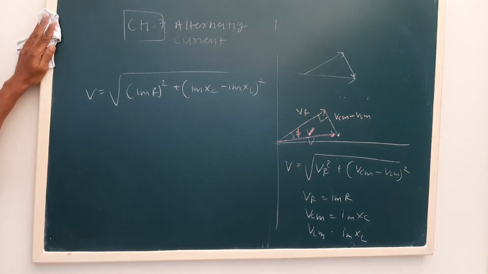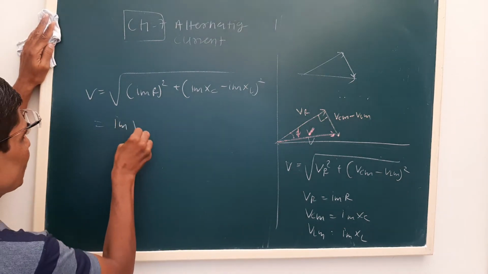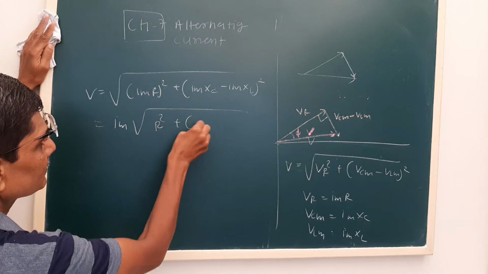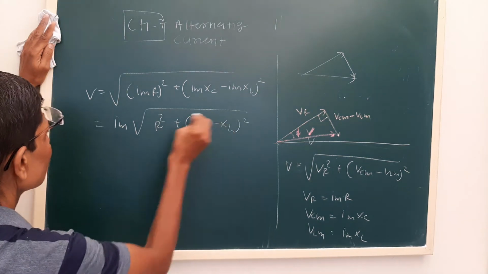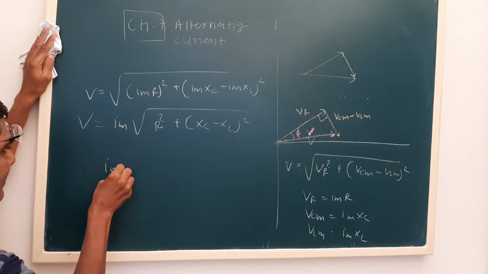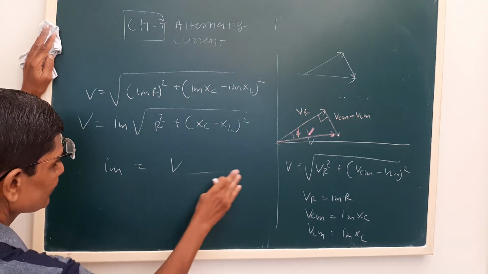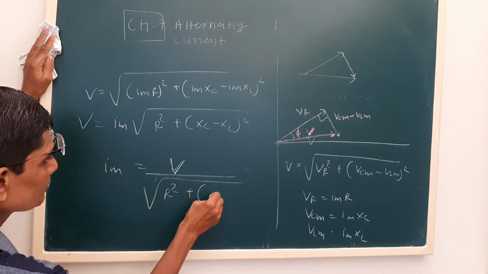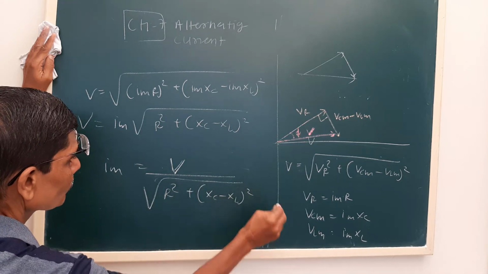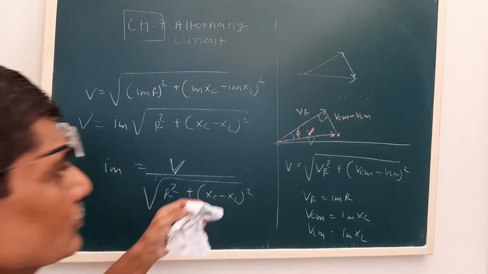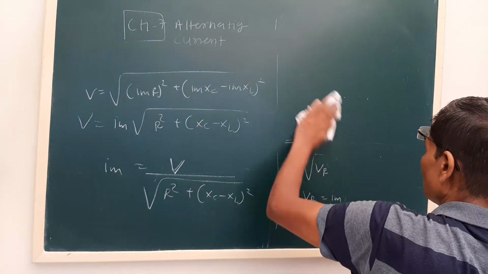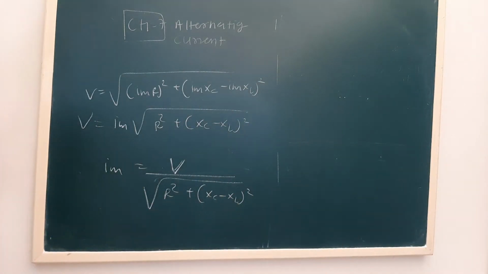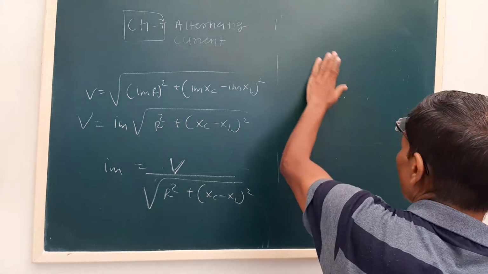What we can take common here is Im, so Im will become V upon the square root of R square plus (XC minus XL) whole square. Now recall the equation which we used in the third lesson. It was V by R, but instead we say a new quantity, called impedance.